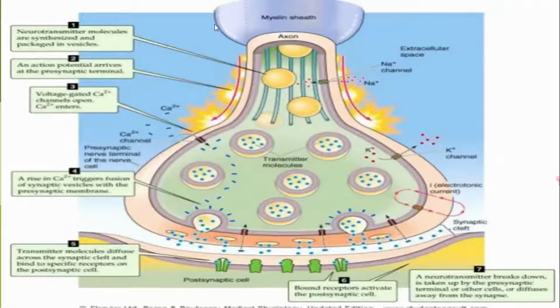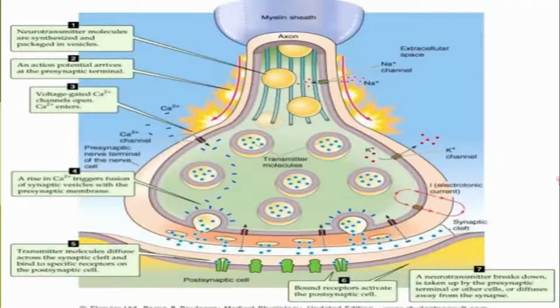So what happens? The neuron has come near the muscle end plate. The myelin sheath is lost now, and the neuron has formed a button-like structure. Here you can see it. This is known as the synaptic knob or the synaptic button.